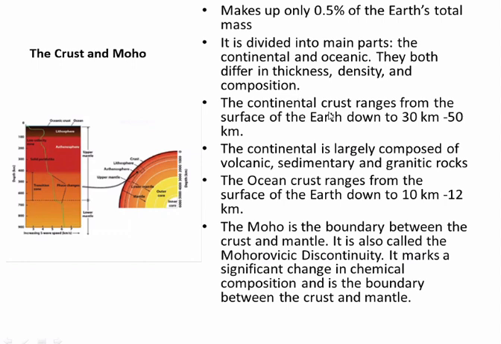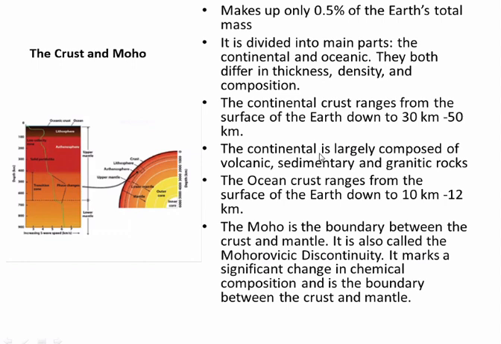Let us look at the continental crust. The continental crust ranges from the surface of the Earth down to about 30 kilometers to 50 kilometers. So from the surface of the Earth, which is 0 kilometers, to 30 to 50 kilometers, we have the continental crust of the Earth.